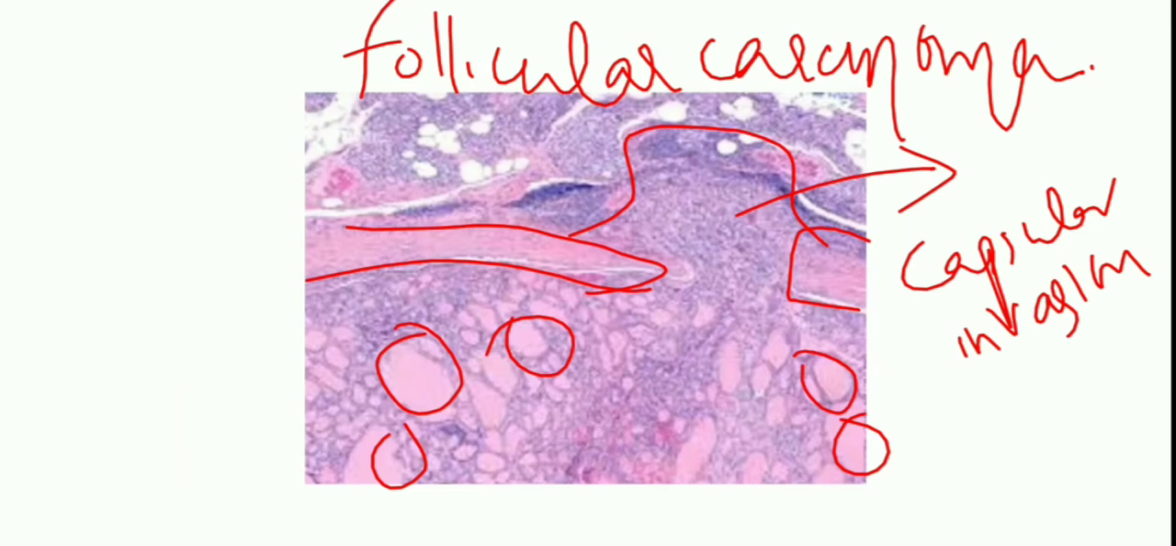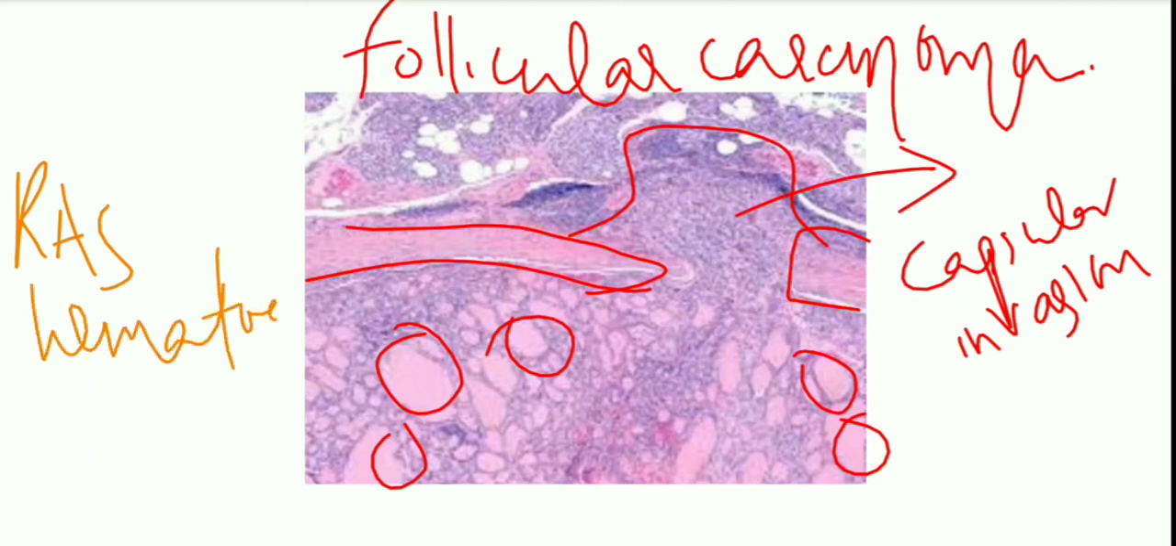Now a little bit of theory. You should know which gene is getting mutated here. That is the RAS gene, the RAS mutation. And the metastasis occurs by which route? It is the hematogenous route. Okay.